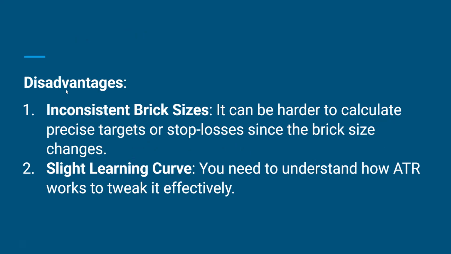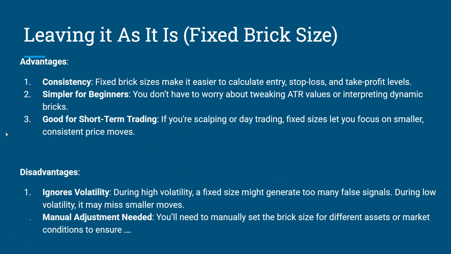Disadvantages are inconsistent brick sizes. It can be harder to calculate precise targets or stop losses since the brick size changes. You need to understand how ATR works to tweak it effectively. You have to do it manually on your side, or otherwise leave it as it is, fixed brick size. Don't worry about it. Just leave it like that and you can trade as it is.